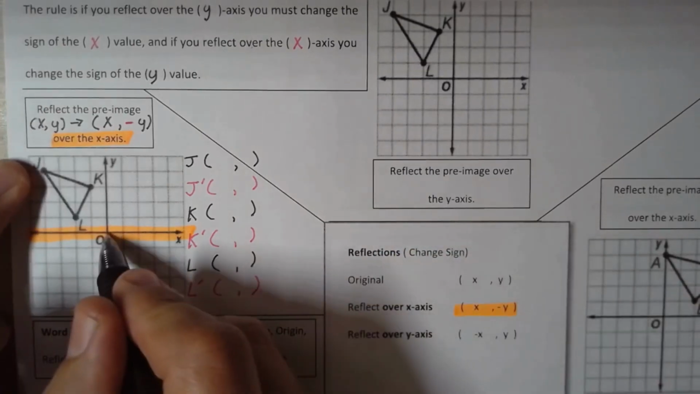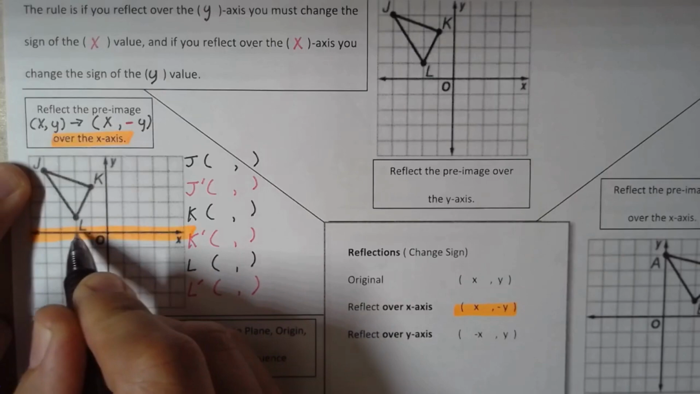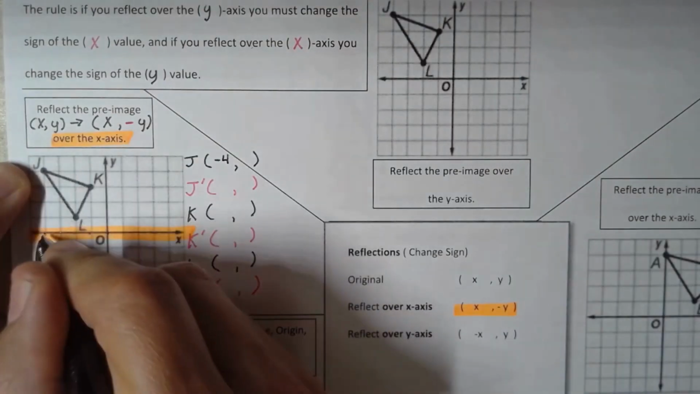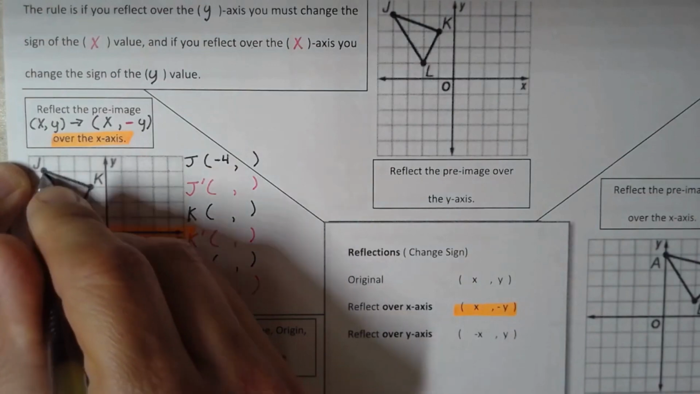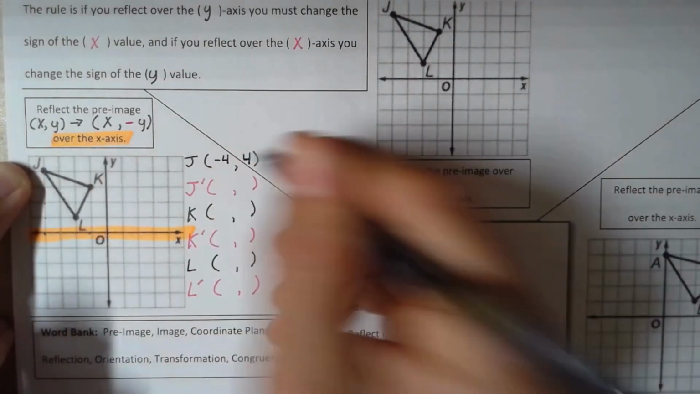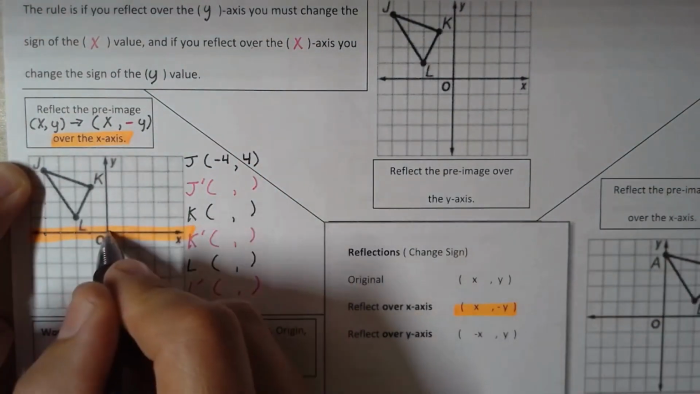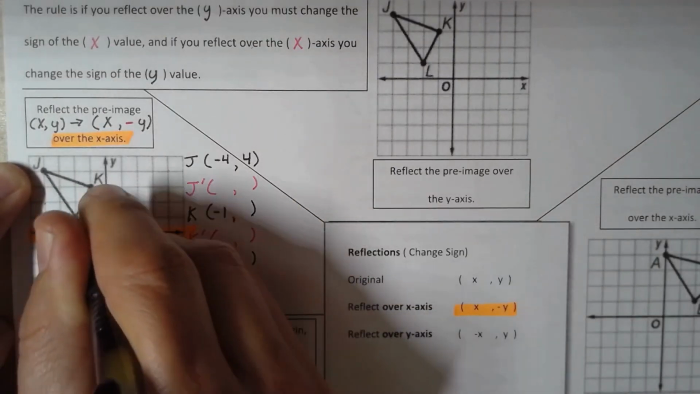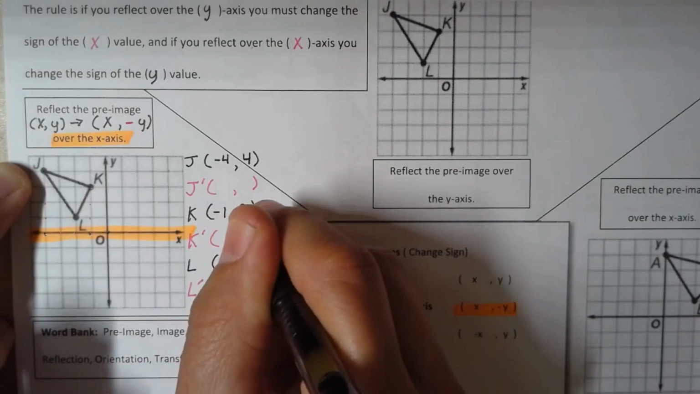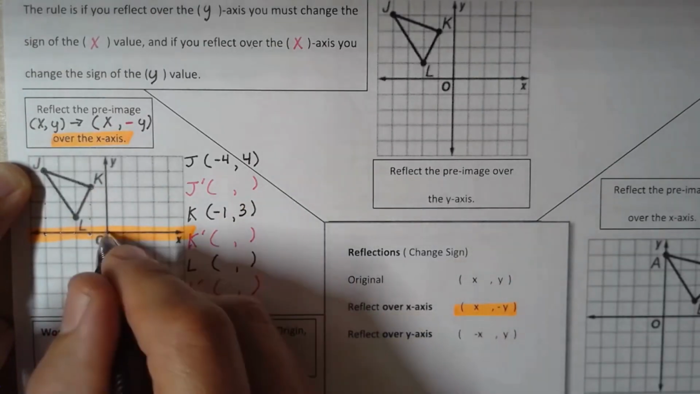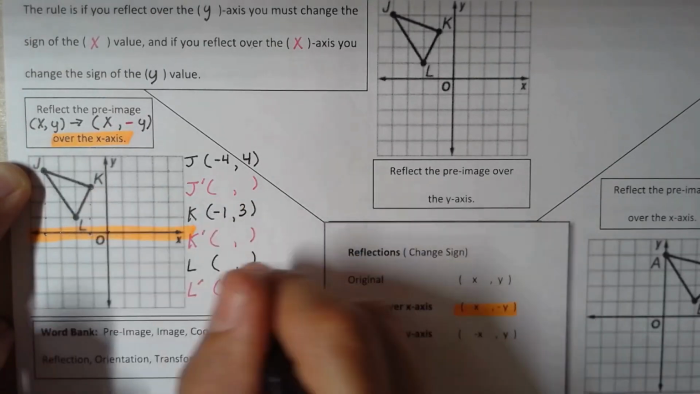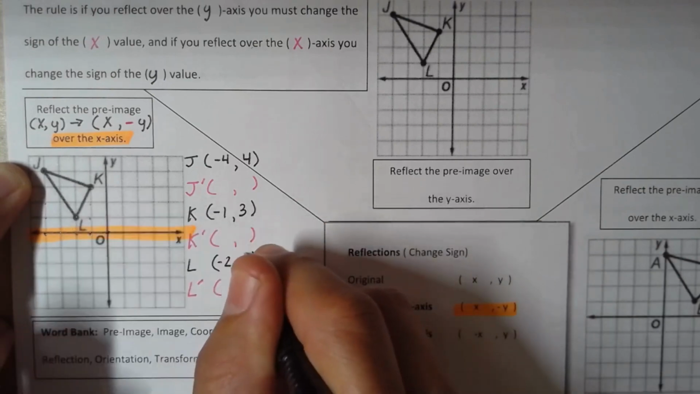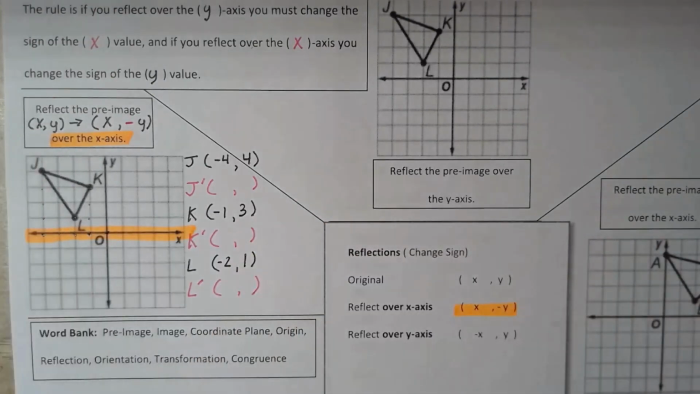So for J, I go from origin to the left, 1, 2, 3, 4. So negative 4 for my x value. And then I go up, 1, 2, 3, 4. So positive 4. For K, I go over 1, so negative 1 for the x value. 1, 2, 3, and a positive 3 for the y value. For L, I go over 1, 2. Negative 2 for the x value. And then up 1, so positive 1 for the y value.